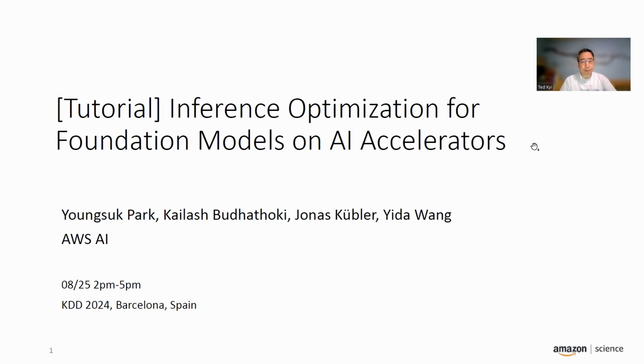But recently at the KDD conference, there was a tutorial, as you see on your screen here, called Inference Optimization for Foundation Models on AI Accelerators. This is really about how do you do inference? How do you serve up LLMs? Which is really a different problem from optimizing the compute for training LLMs, for example.